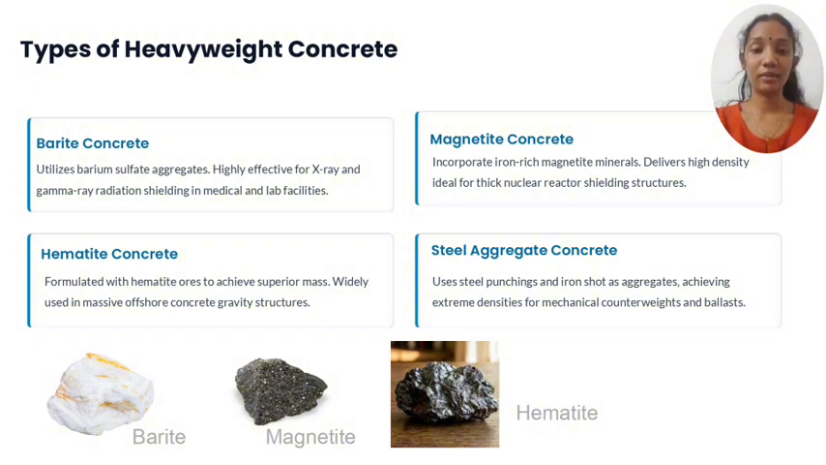The third is hematite concrete, often used in offshore gravity structures. Lastly, steel aggregate concrete uses steel punchings or iron shot to achieve very high density, and it's mainly used for counterweights and blast structures.